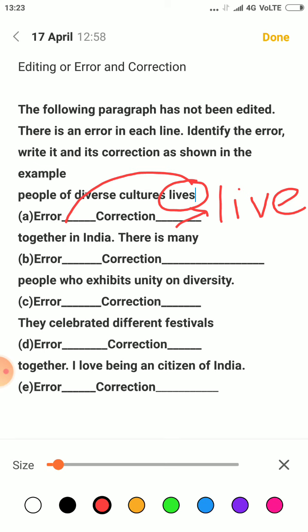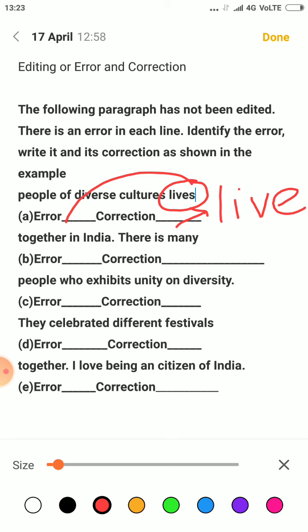Next, we are going to read the next line. Together in India, full stop, there is many. So see, together in India has no error. There is many.